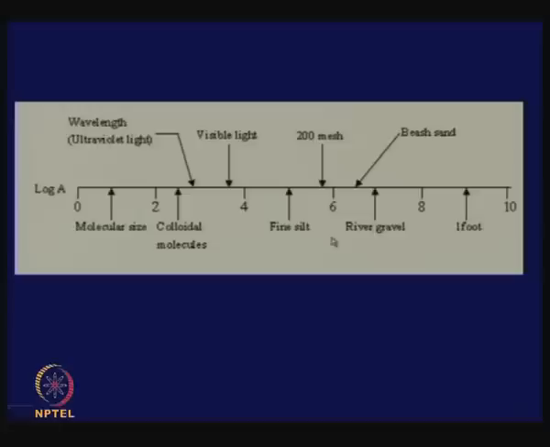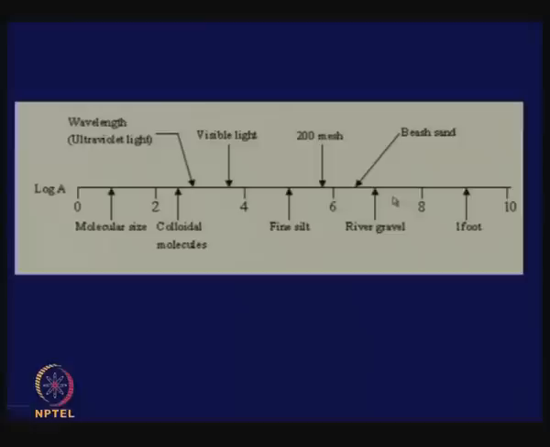200 mesh. Mesh is a unit defined, most books say what a mesh is, and about 10 mesh is about 2 millimeters, 200 mesh is about 0.075 millimeter, and the standard conversions are available. So, many industrial processes will operate in this range.